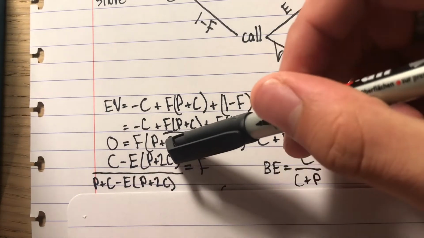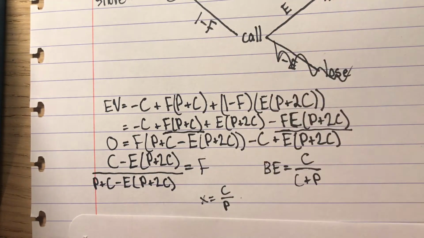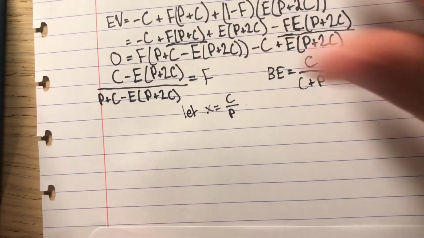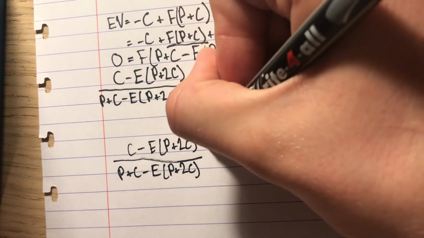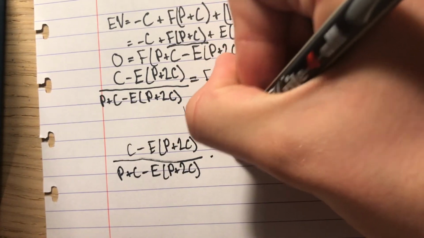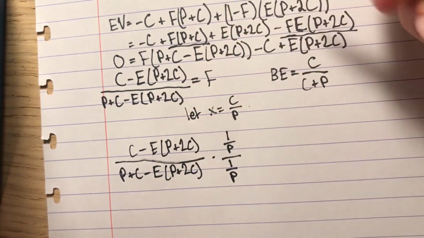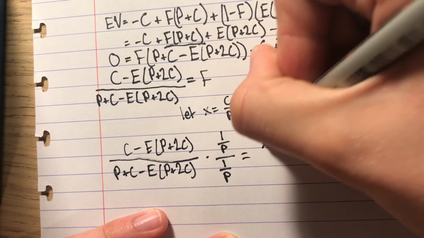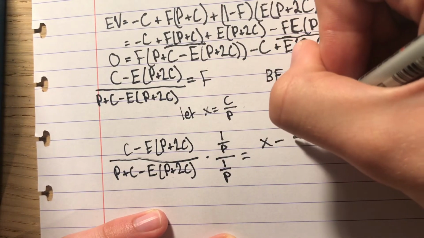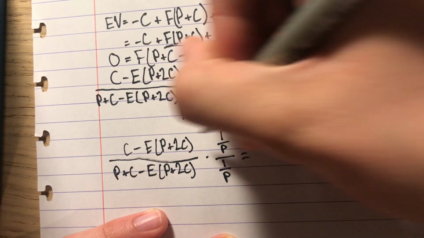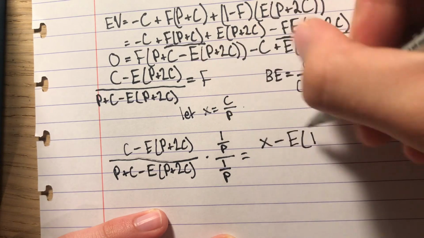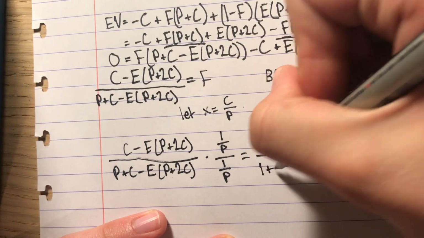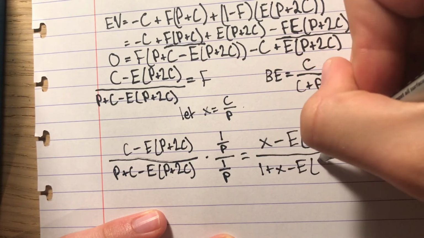A nicer way of looking at this is to let X equal C over P. Keeping that in mind, if we multiply this by a fraction which is just equal to 1, then C over P is X, so we get X minus E. Now P over P is just 1, C over P is X, and P over P is 1. We get the same term as above.